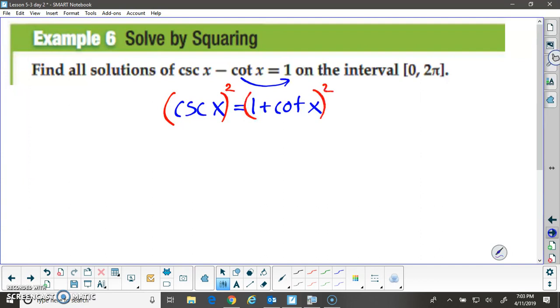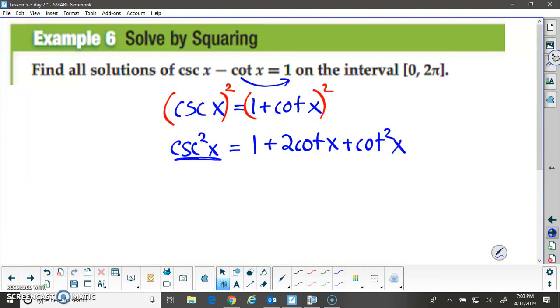In squaring both sides, that'll give us cosecant squared equals, now again, you got to FOIL this properly. Try not to make an algebra 2 mistake. You're going to get 1 plus 2 cotangent of x plus cotangent squared of x. We'll now get rid of this cosecant squared using a Pythagorean identity. Cosecant squared is equal to cotangent squared plus 1.